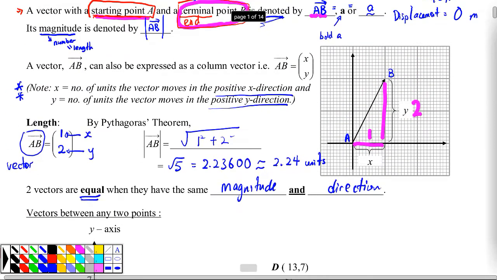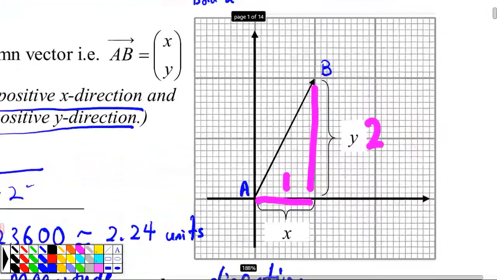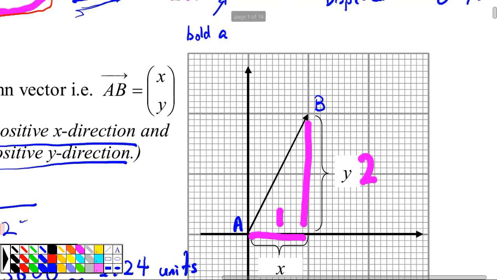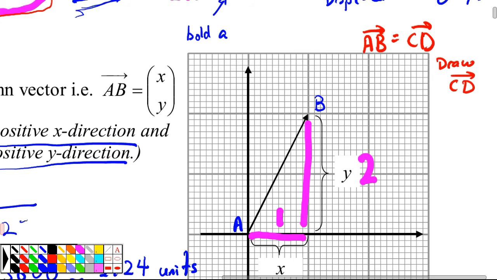Okay, maybe on this diagram, I have AB, right? Can you draw a vector CD that is the same? Okay, so my question is this: if I have two vectors that are the same, I will say vector AB equals vector CD. My question is, can you draw CD? Okay, I'll help you with this. CD is the same vector. Now, how does the vector move? I use the arrow. Horizontally, on the x-axis I move 1 unit. On the y-axis I move 2 units upwards.